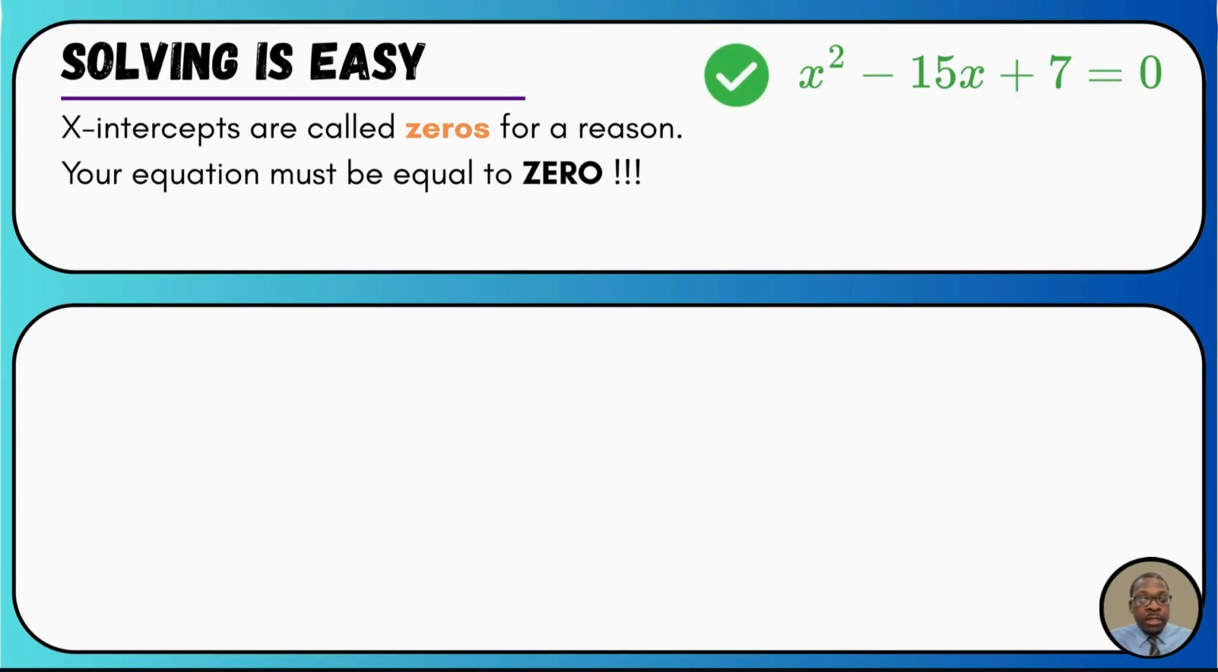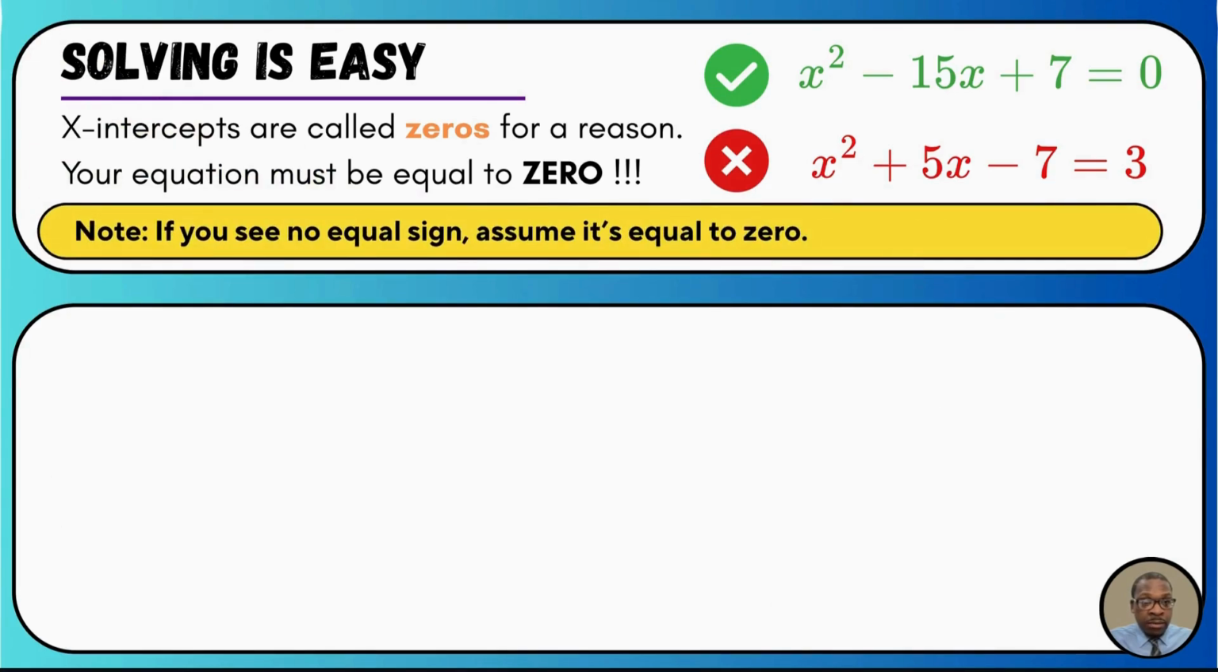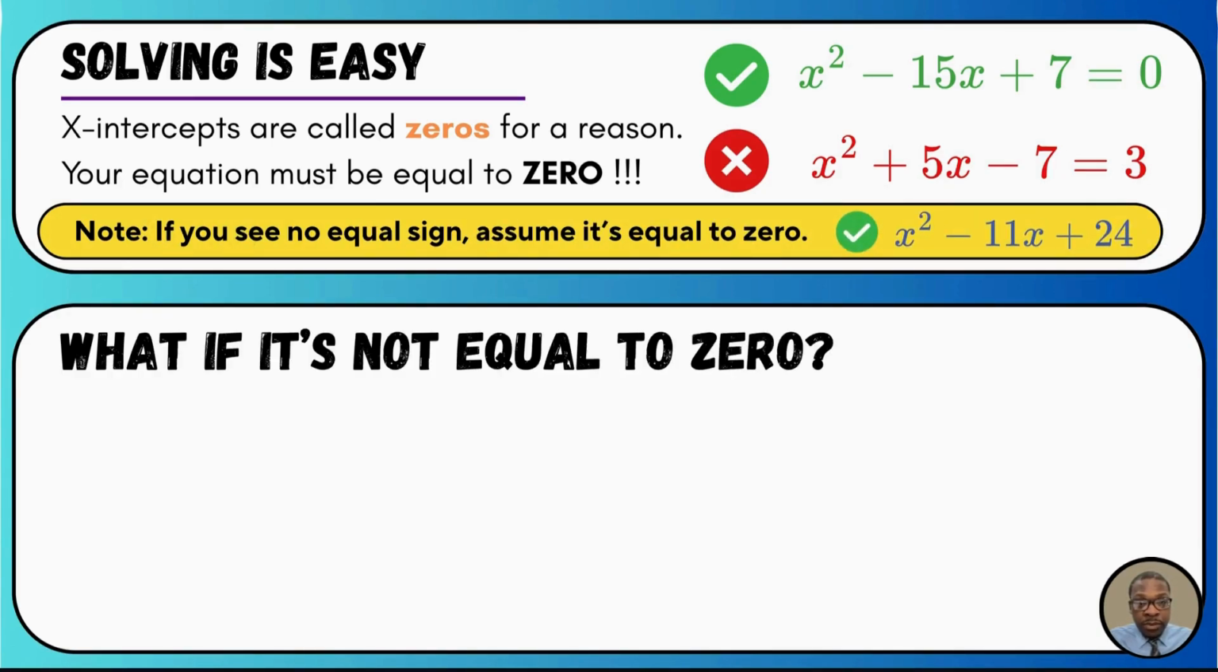But let's say you had x squared plus 5x minus 7 equals 3. That one does not check out because it's not equal to 0. You would have to do some math manipulation in order to make it equal to 0. Now, before you ask, if you don't see any equal sign at all, it's okay. You can assume that it's good to go. But what if it's not equal to 0? Well, no problem. We're just going to do some good old fashioned math.